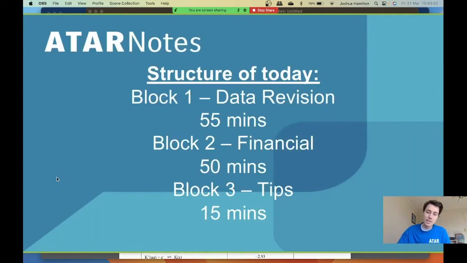As I said, this is not rigid. This will be fluid and this will change, but there's sort of 3 blocks to today. There's going to be no breaks. So if you want to take a break and you're watching the recording, just pause and move on.